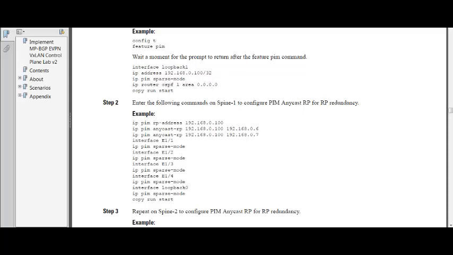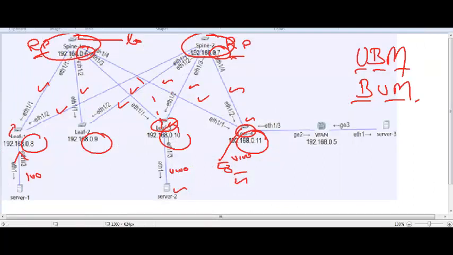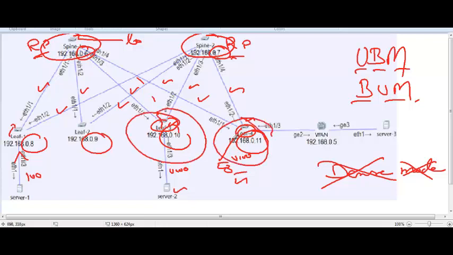We have two different types of mode in PIM in multicasting. One is called dense mode. This dense mode no one uses now because dense mode is a flooding and pruning method. What is the flooding and pruning method? All the time the multicast packet will be sent to all. But when you use sparse mode, the multicast address will go only to those leaves that have a receiver. It won't go to leaf 2 because there is no receiver.